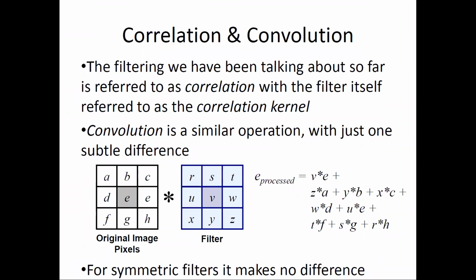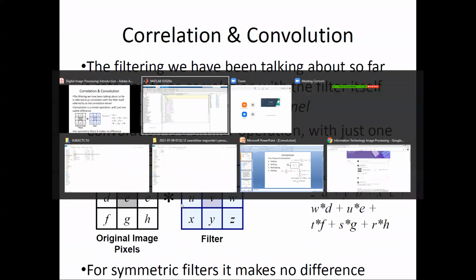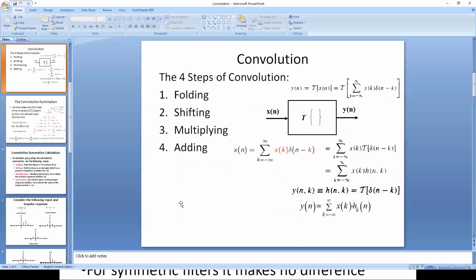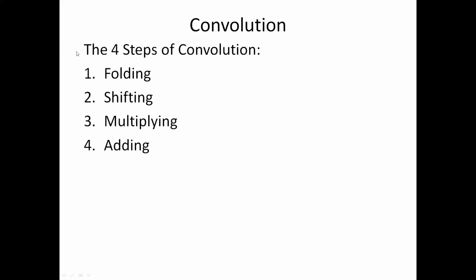For filtering, what we have been doing so far is that we refer to correlation and convolution. These are two very important things, but before going to that, let me explain from the one dimension point of view. Convolution is mainly having 4 steps: folding, shifting, multiplying, and adding.